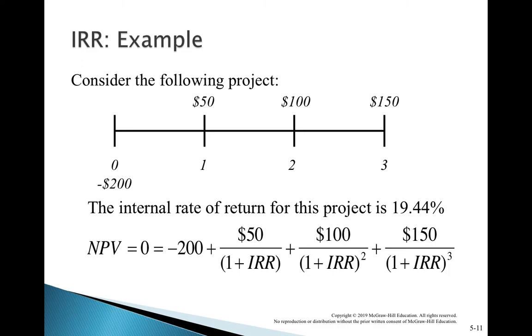So NPV 0 is equal to minus 200 initial investment plus 50 divided by 1 plus IRR for the first year, plus 100 divided by 1 plus IRR square for the second year, plus 150 divided by 1 plus IRR cubed for the third year. So the equivalent rate will be the IRR through trial and error.